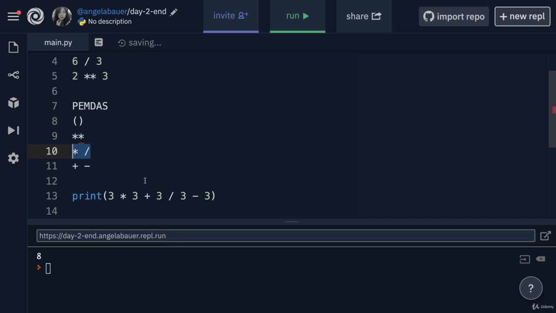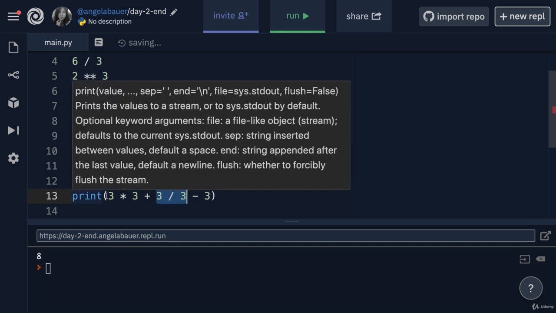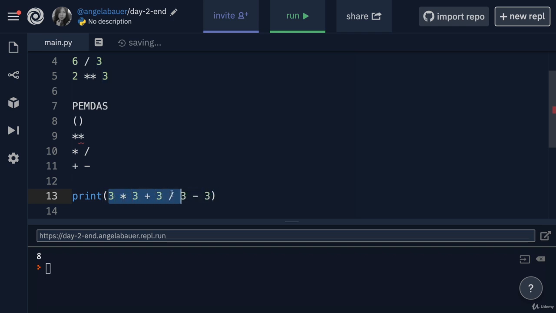And as I mentioned, they are of equal importance. So this 3 times 3 and 3 divide 3 are both equally important, but the calculation goes from left to right. So the first thing we see is actually the multiplication. So if it helps you, you might want to add LR to the end of this mnemonic. So it becomes PEMDASLR, or at least that's the way I would think about it. So even if this was division and this was multiplication, this calculation will always get executed first.